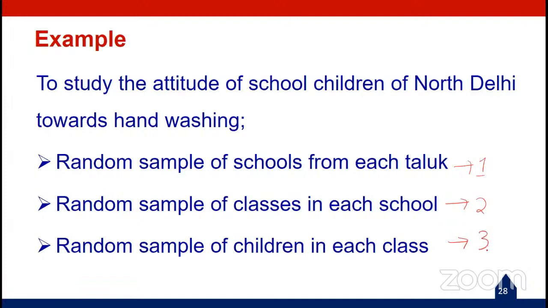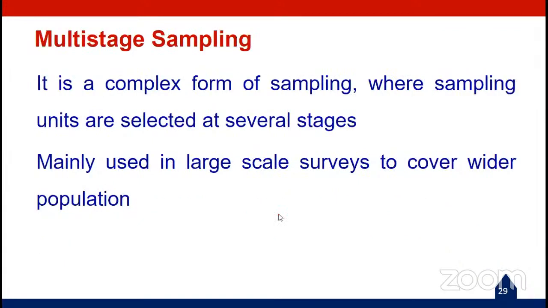In the first stage, we selected the schools. In the second stage, from the selected schools, we selected the classes. And in the third stage, from the selected classes, we selected the children. So that is, we did sampling in three stages. So this is referred to as multi-stage sampling. It is a very complex form of sampling, which is used to cover a large population.